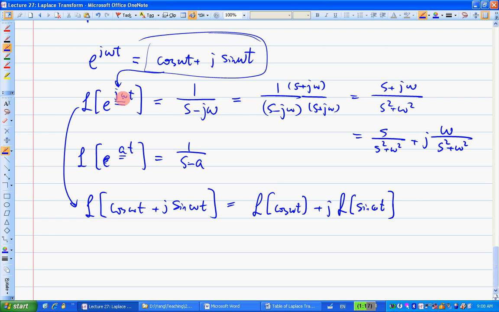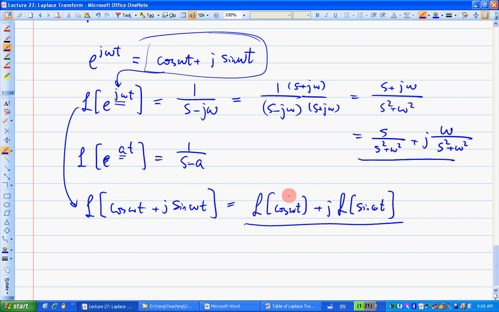This is the Laplace of e to the power j omega t, and the result is this. So now let's compare this one with this one here. Do you see the similarity? There's a j multiplied by this, there's a j multiplied by this, and there is this s here.